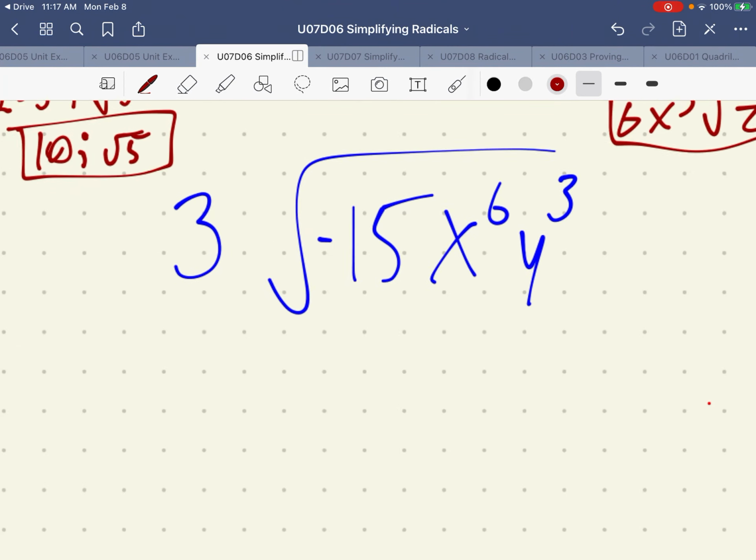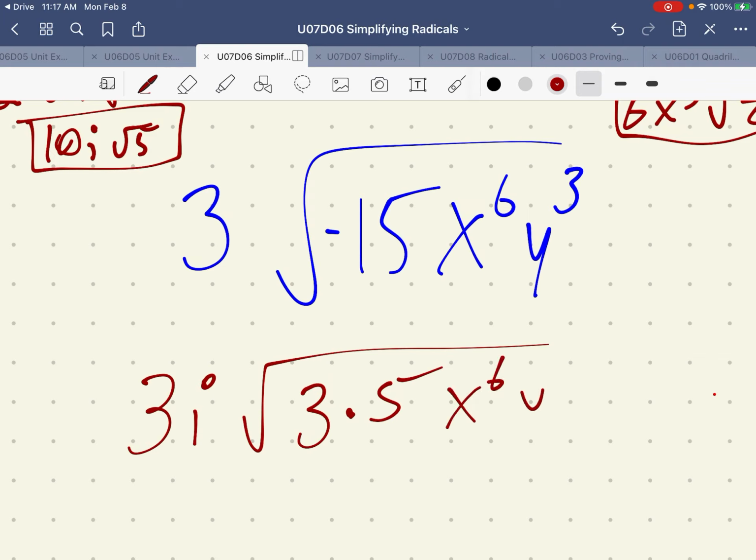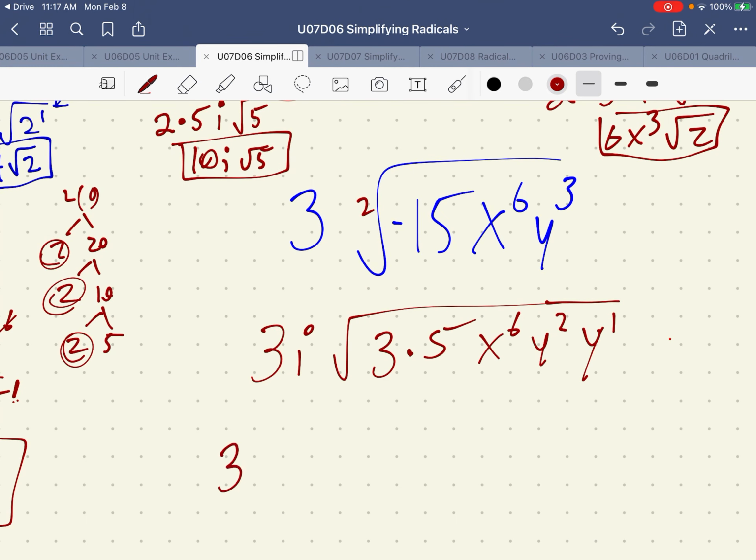We'll do the same thing for the next example. We'll bring out the i to start the problem. 15 is 3 times 5, and we have x to the sixth and y to the second and y to the first. In this case, the exponent of the variable was not divisible by 2. Again, our index is 2.